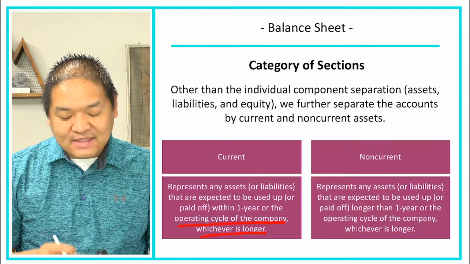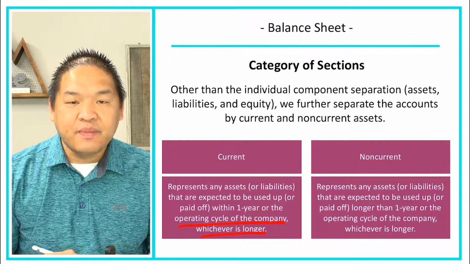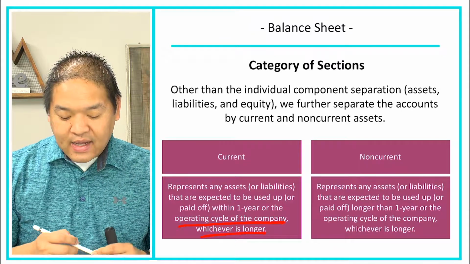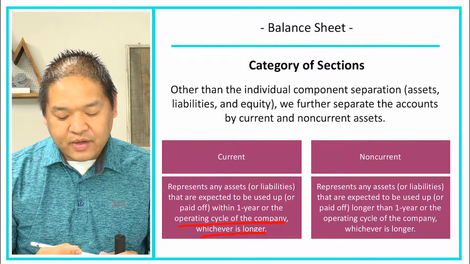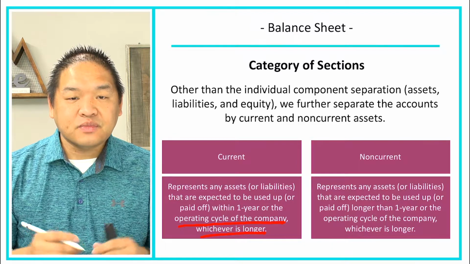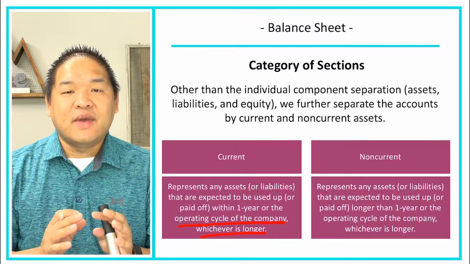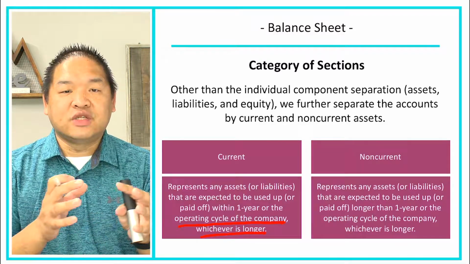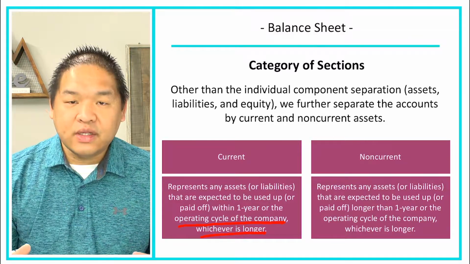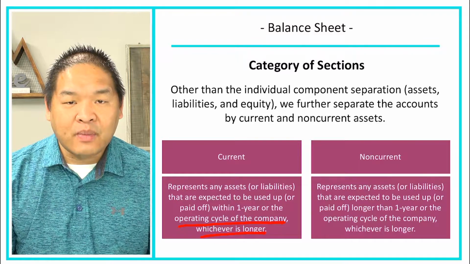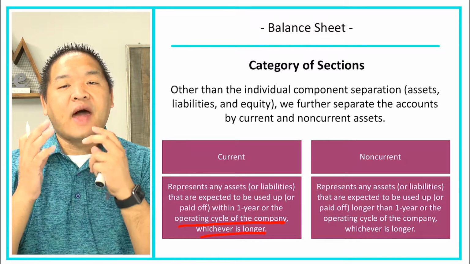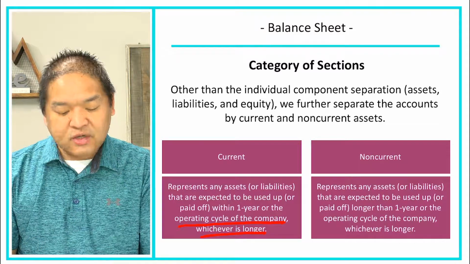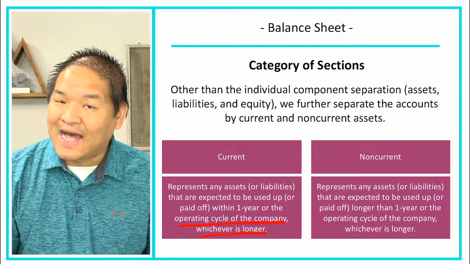Non-current represents any assets or liabilities that are expected to be used up or paid off longer than 1 year or the operating cycle, whichever is longer. So these are basically any asset that doesn't conform to the definition of current. So it's longer than 1 year or it's longer than the operating cycle. Okay. So that equipment would be a non-current asset, not a current asset.